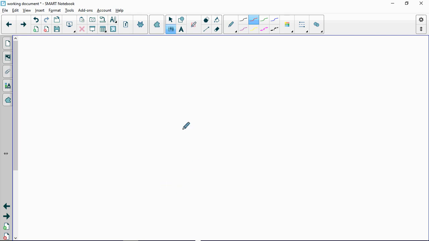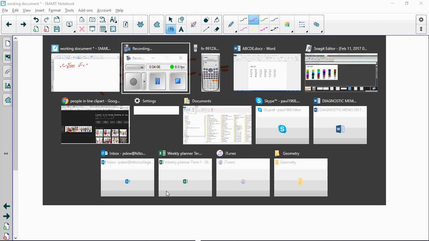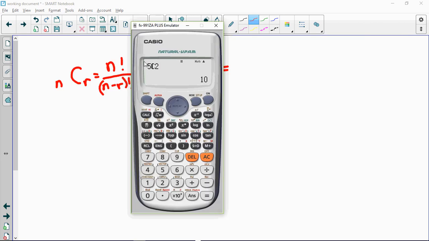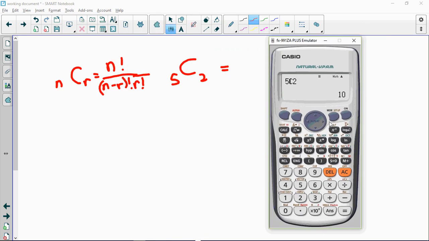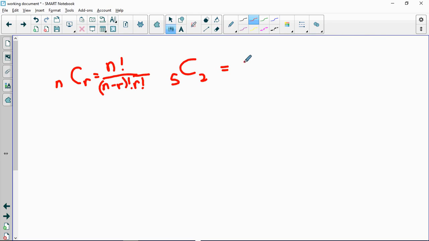So let's just take a look at an example. Back to: in how many ways can I choose a group of 2 boys from a group of 5, if the order doesn't matter? And remember, the formula looks like this: n factorial over n minus r factorial, r factorial. And our calculator can do this. Let's just bring up the calculator. Here it is, and we get 5 combination 2 is 10.